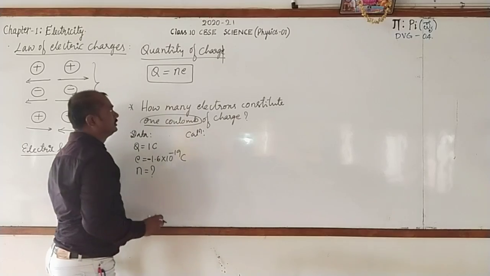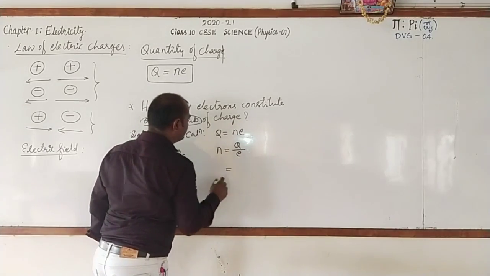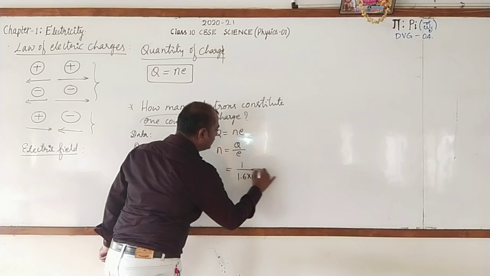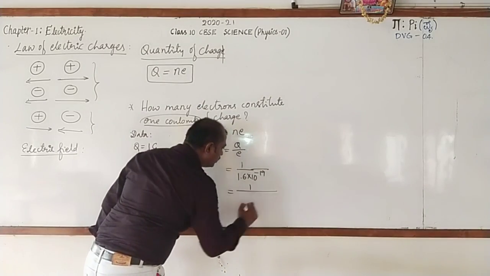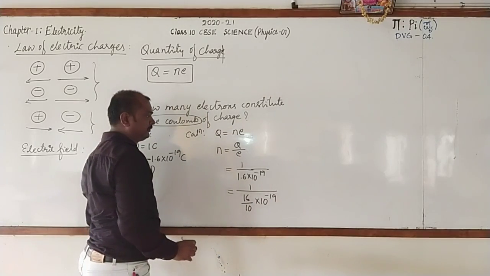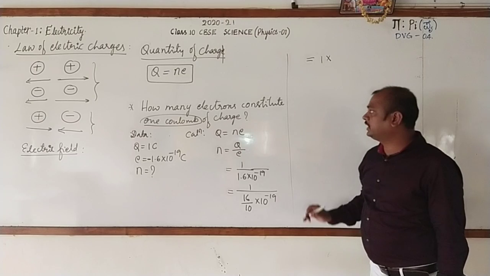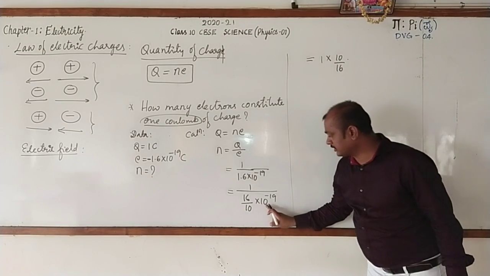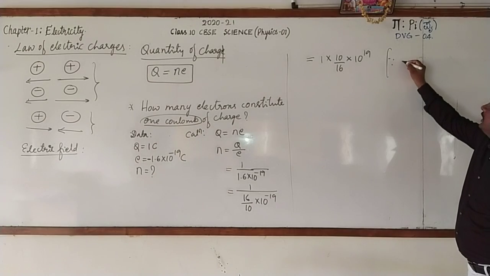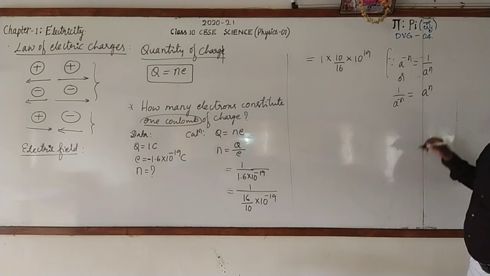Now we have a formula to find out quantity of charge, that is Q is equal to N into e. We want the number of electrons. N is equal to Q by e, where Q is 1 coulomb and the charge of an electron is 1.6 into 10 raised to the power minus 19 coulomb. This is equal to 1 whole divided by 1.6, which can be written in fractional form as 16 by 10, into 10 raised to the power minus 19. Now take the reciprocal of the denominator: 16 by 10 becomes 10 by 16. Take 10 raised to the power minus 19 to the numerator and it becomes 10 raised to the power plus 19, because according to the law of exponents, a raised to the power minus n is 1 by a raised to the power n, and 1 by a raised to the power minus n is just a raised to the power n.